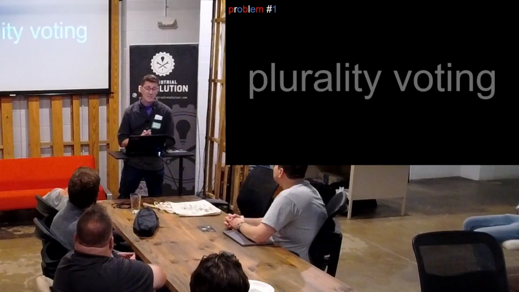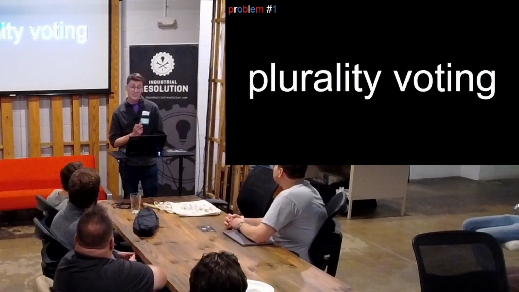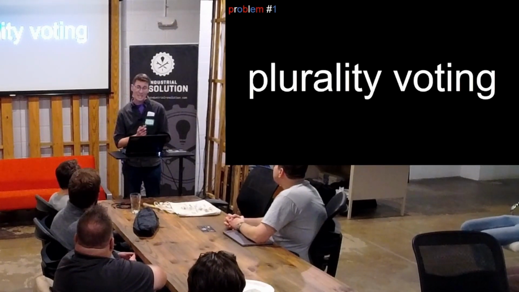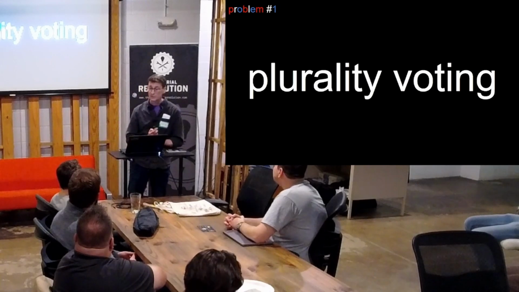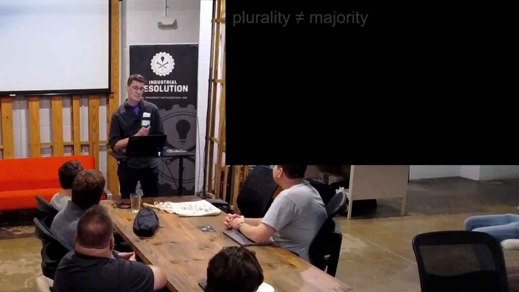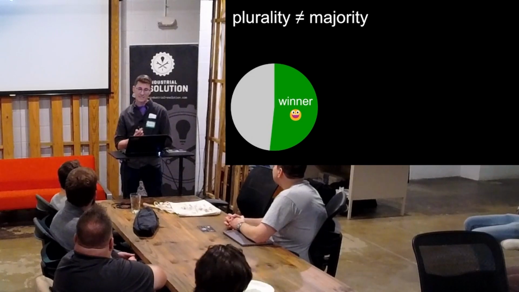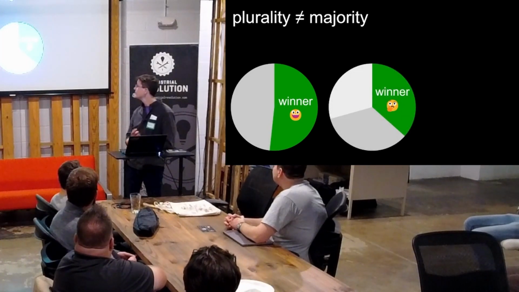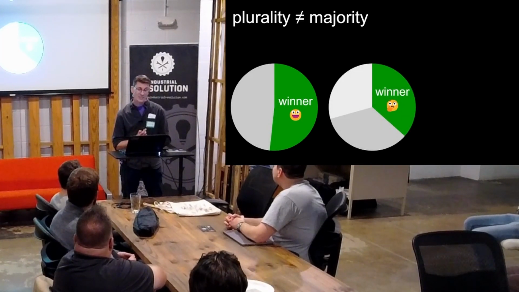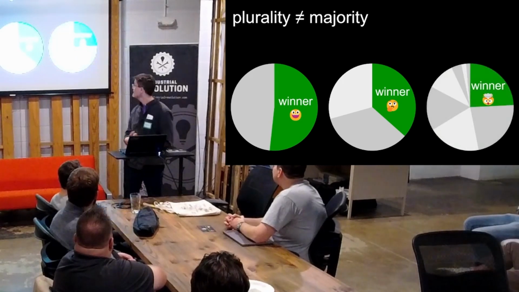Problem number 1, plurality voting. This is the nerdy name for each voter choosing one candidate, and the candidate who gets the most votes being declared the winner. It's fine when there's only 2 candidates, but if there are 3 candidates, the winner doesn't need a majority of the votes. And if there are a lot of candidates, it gets uglier.